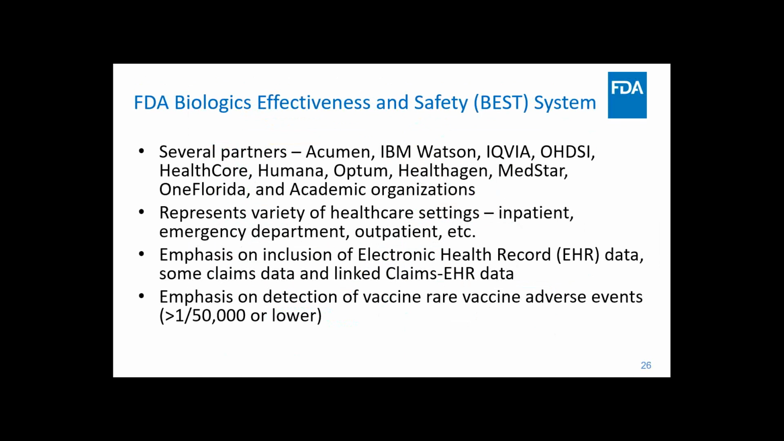Next, we have the Biologic Effectiveness and Safety System. This is an FDA-run system that has the partners listed here, quite a few partners, and it's really a variety of healthcare settings, including inpatient, emergency department, outpatient, and the emphasis is on the electronic health records, and there's some claims data, and there's some linked claims and electronic health record data. So this allows detection of rare vaccine adverse events, one over 50,000 or lower. And so this is more active surveillance.